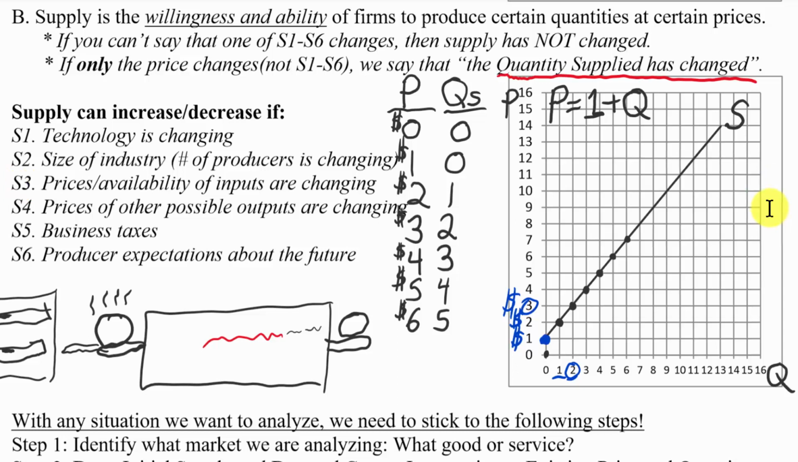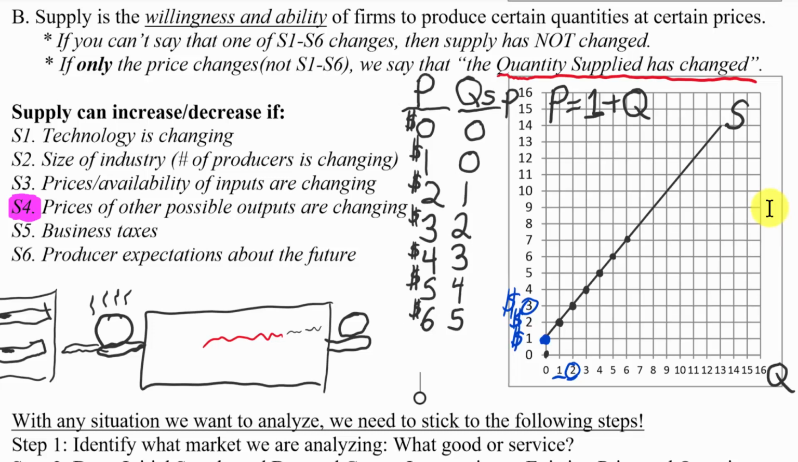Now, item number 4 here is kind of complicated. This is the most complicated one. It's kind of similar with demand to what we were talking about with complements and substitutes. So make sure to be careful here and pay close attention. Item number 4 says the prices of other possible outputs are changing.